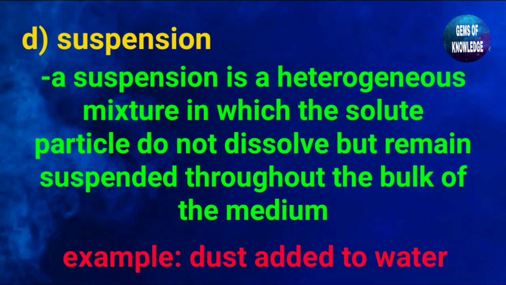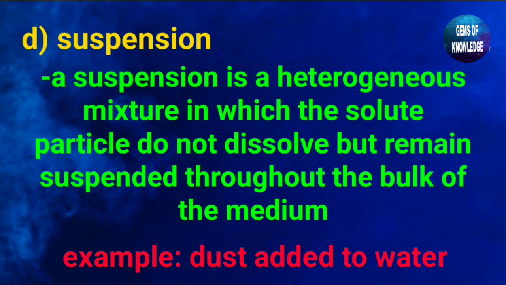Next one is suspension. A suspension is a heterogeneous mixture in which the solute particles do not dissolve but remain suspended throughout the bulk of the medium. So here also the condition is that the solute particles will not completely dissolve, but they will be suspended in the bulk, throughout the medium. For example, dust, when added to water, will not completely dissolve. It will be in the water, moving around in the water.